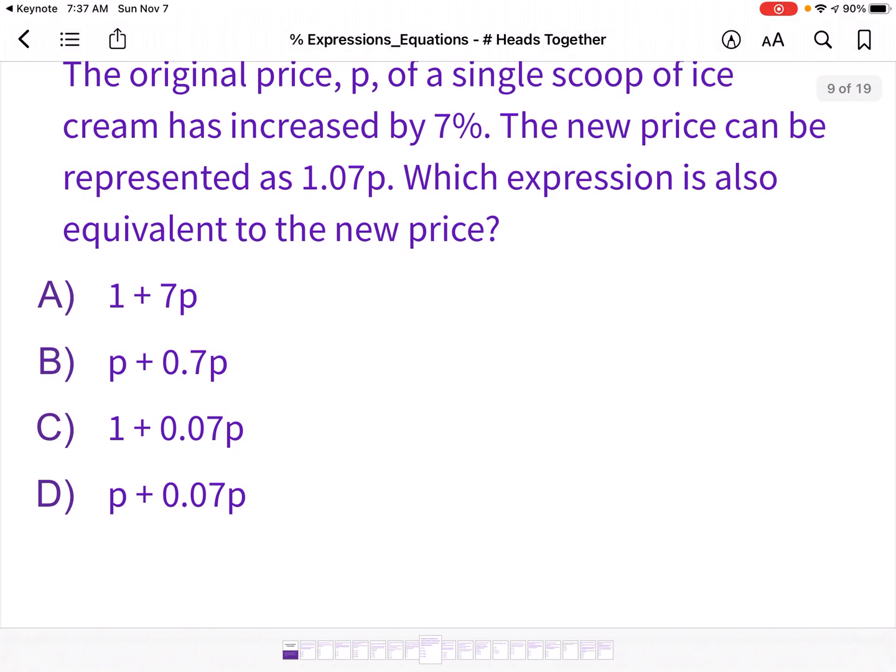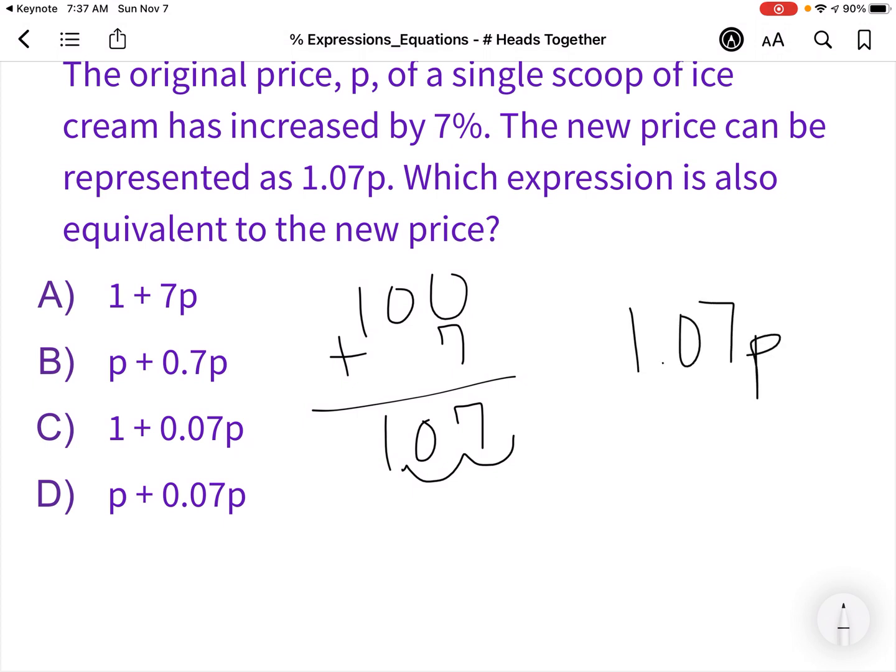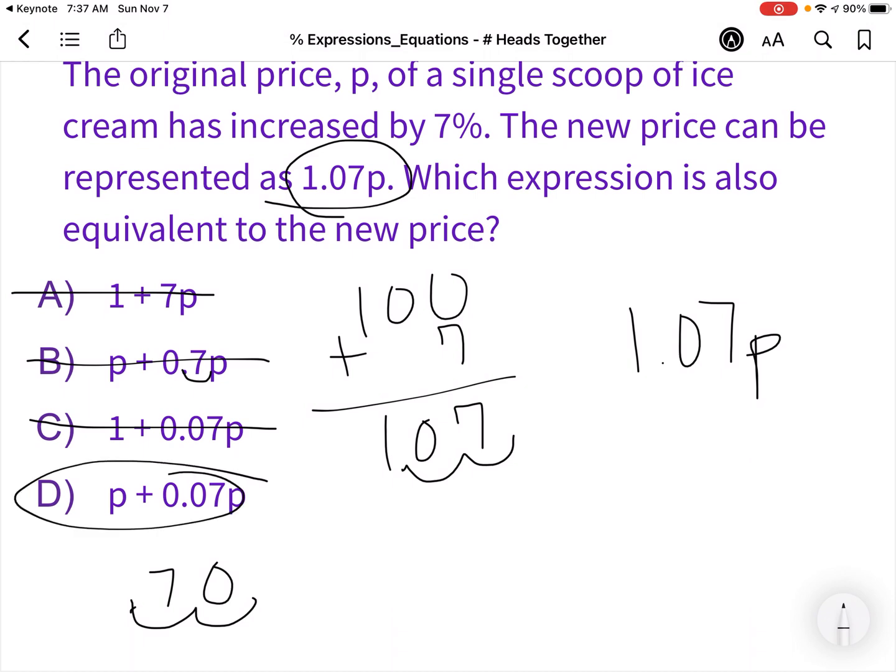The original price P of a single scoop of ice cream was increased by 7%. So that's 100 plus 7, so I have 107. So that's 1.07 times the price. The new price can be represented as 1.07p. Which expression can also be used to find the new price? Well, the 1 doesn't have a p after it. So now I have to think, okay, which one of these is correct? Is it 70% of the price? Because 0.7 would be 2 places over. Nope. It would be D, 7%.